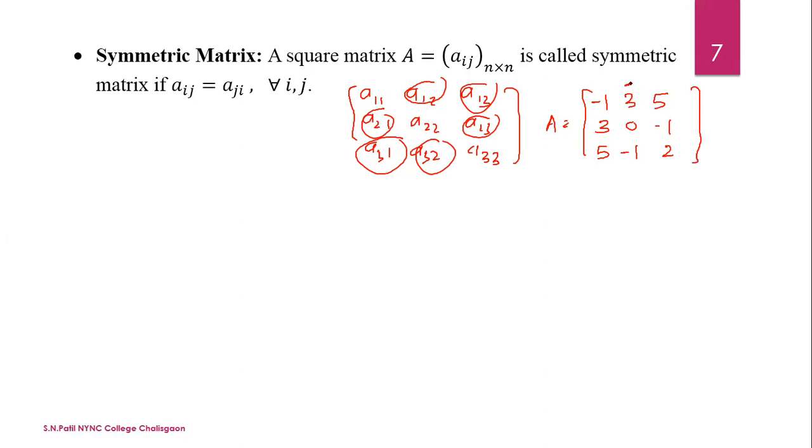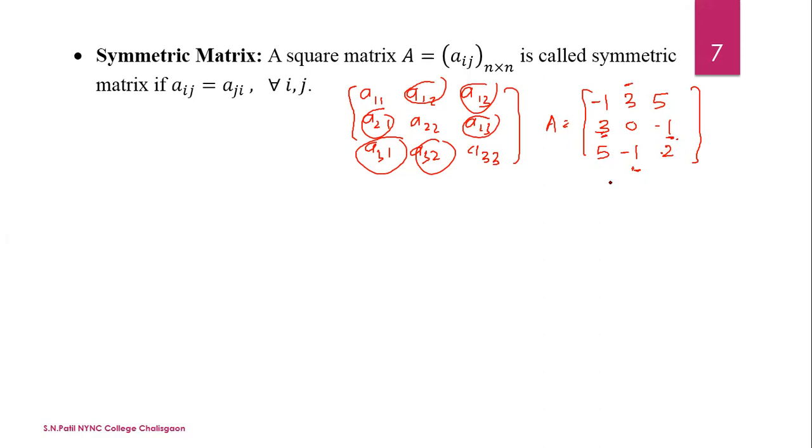So this is the symmetric matrix. See the position. This is A12 and this is A21. Both are the same. This is the position of A23 and this is the position of A32. These are the same. That is Aij is equal to Aji.